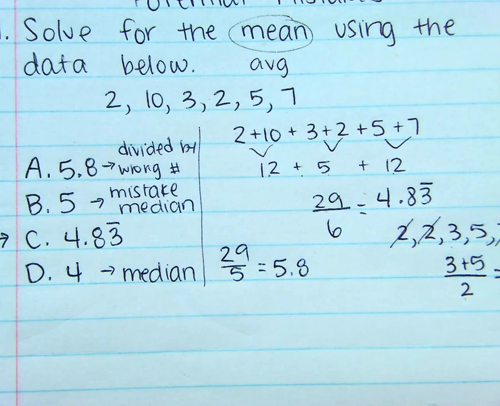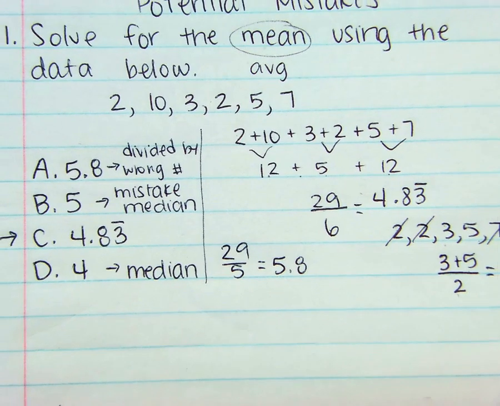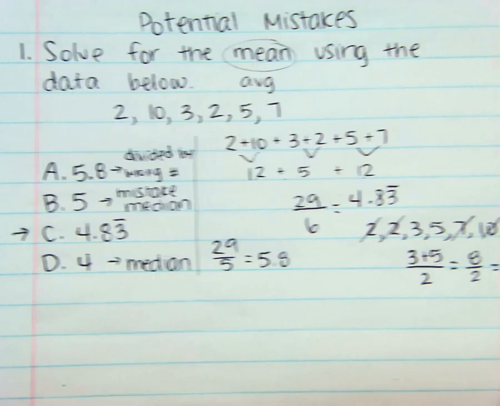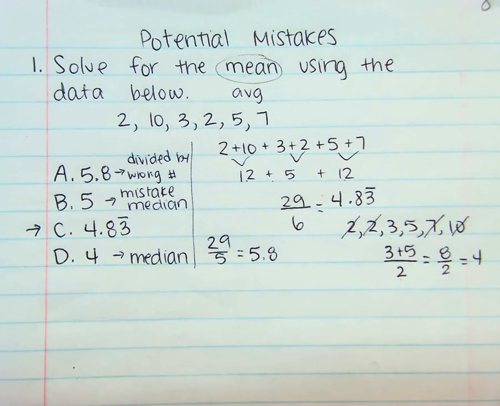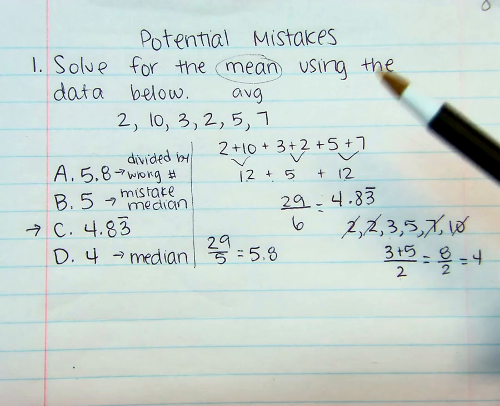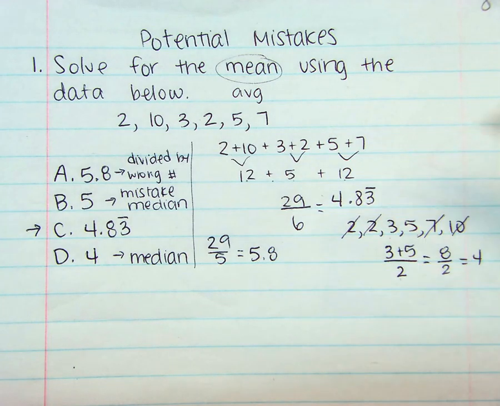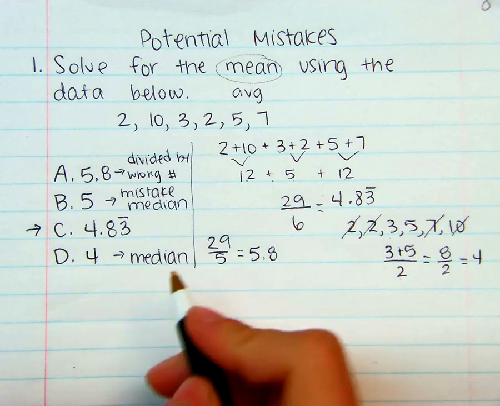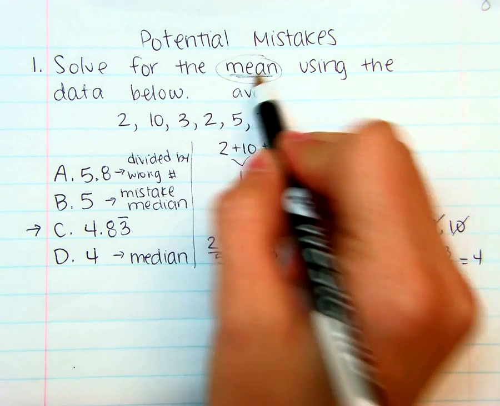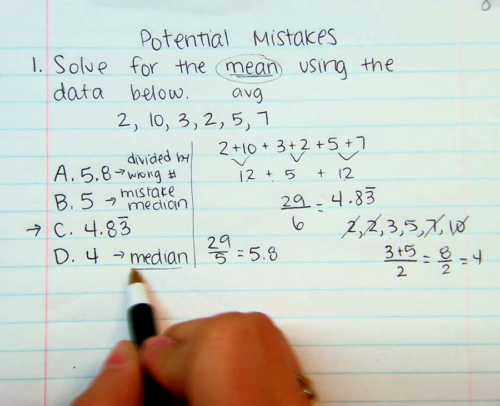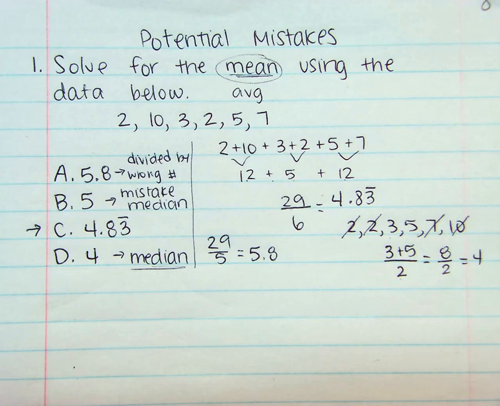Alright, so I'm not saying that these are the exact errors that you guys will make, but as a teacher, we try to predict what is the most common mistake. And right now, the most common mistake is going to be to solve for the wrong thing. If you're asked to solve for the mean, my guess is a lot of us are going to read it wrong and solve for the median instead.